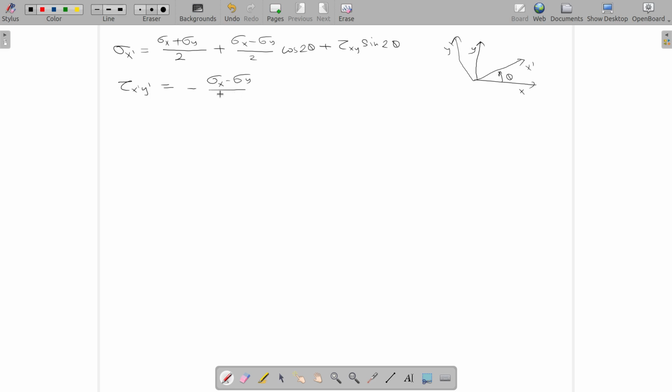And the shear stress equation was found to be minus of sigma x minus sigma y by 2 sin 2 theta plus tau xy cos 2 theta. This is something we have derived in the previous class. Now here what we will do is that we will take this term to the left, so that we will get sigma x dash minus sigma x plus sigma y by 2 equal to sigma x minus sigma y by 2 cos 2 theta plus tau xy sin 2 theta.